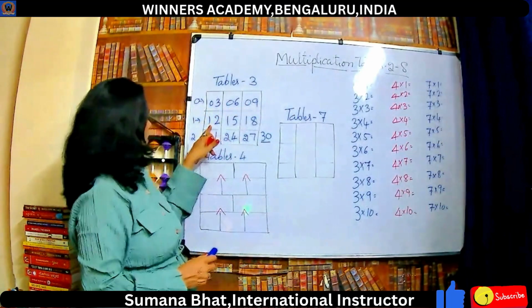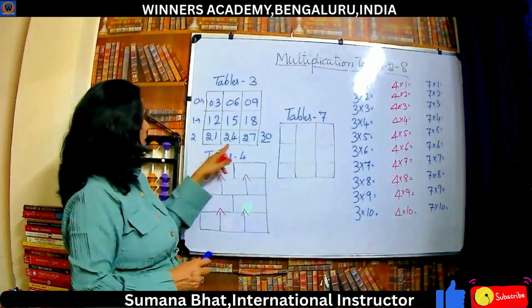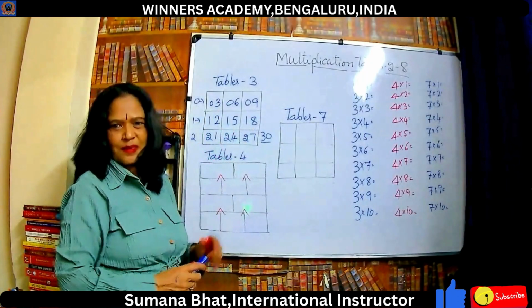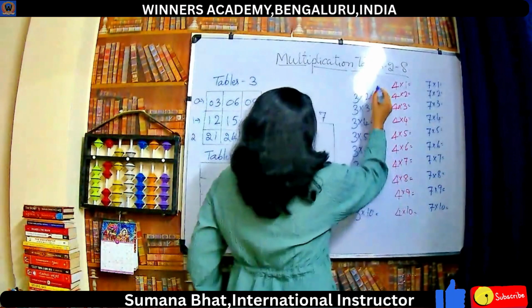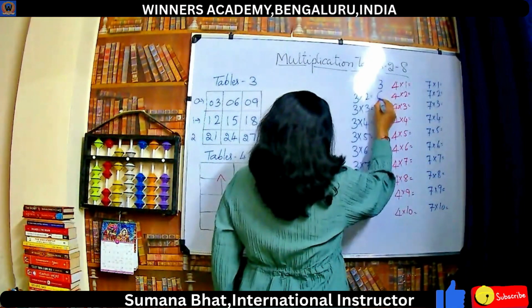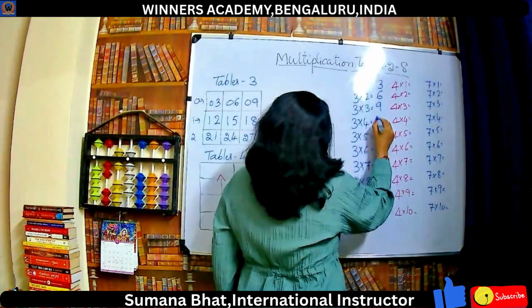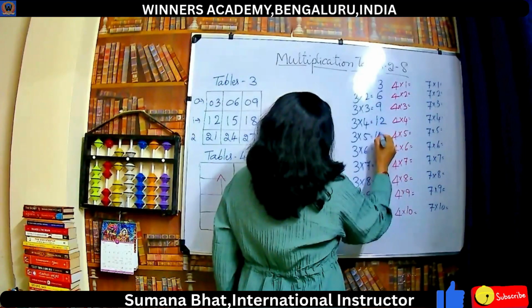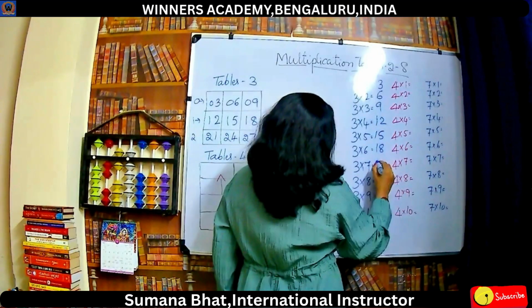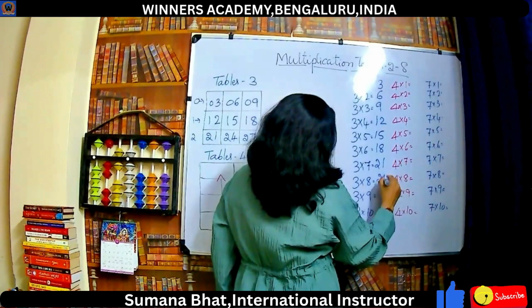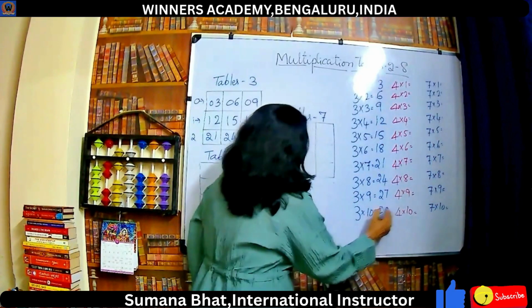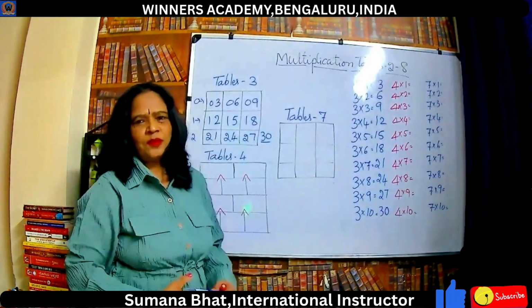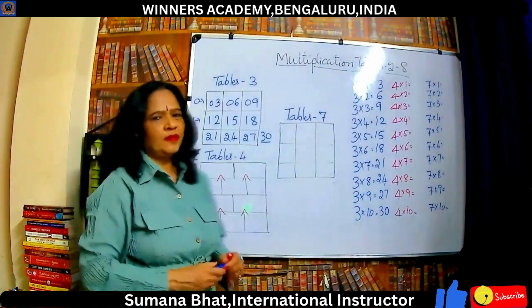3, 6, 9, 12, 15, 18, 21, 24, 27 and 30. Let us write here 3 tables. 3 ones are 3, 3 twos are 6, 3 threes are 9, 12, 15, 18, 21, 24, 27 and also 30. So 3 tables is ready in this way.